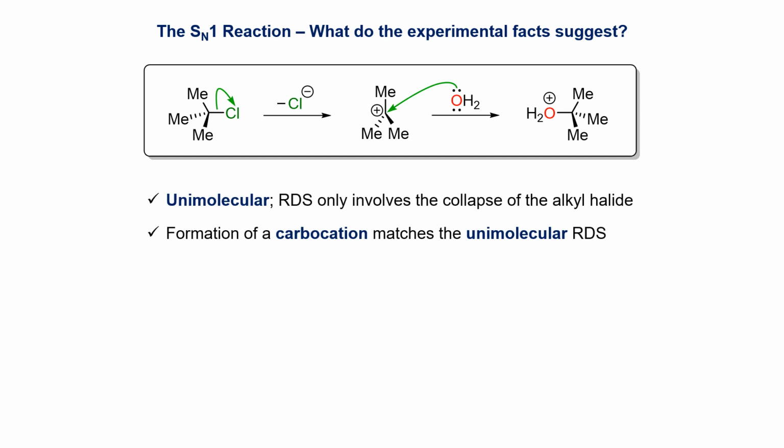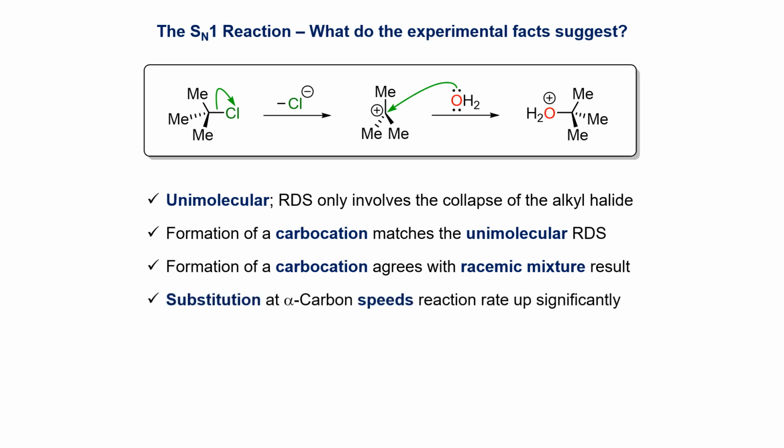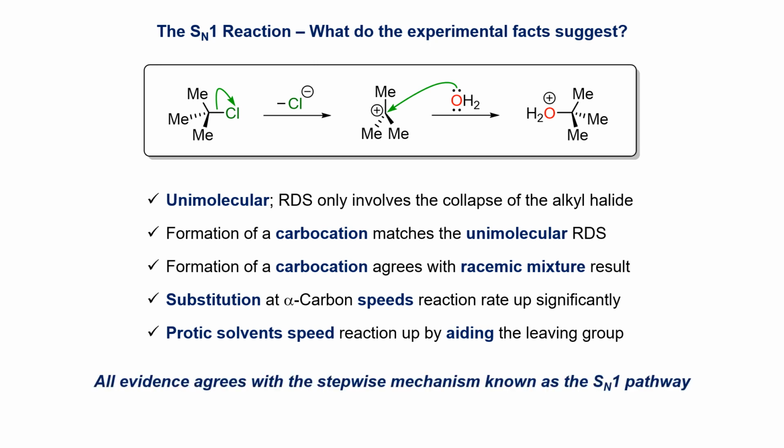Loss of the leaving group agrees with the unimolecular rate determining step and formation of a carbocation intermediate. If that intermediate is flat and prochiral, then a racemic mixture would result, as the nucleophile may attack equally from either side. The reaction goes faster as the number of substituents attached increases, as the carbocations become more stable, as do the transition states leading to them. Those transition state energies are also lowered by the polar protic solvent facilitating the leaving group breaking off from the substrate. As such, all of the accumulated data leads to the SN1 pathway shown.